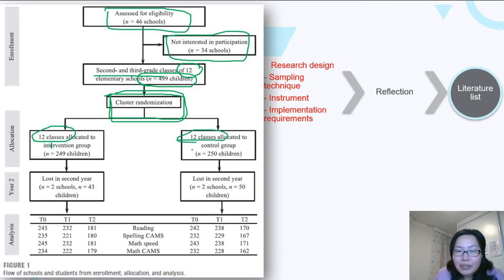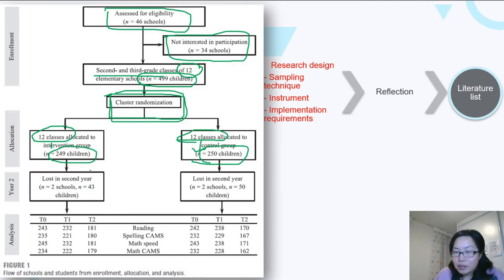12 are in the control group. So that results in 249 children in the experimental group, that's the intervention group, and 250 children in the traditional control group. And because this is a long-term project, in the second period of the experiment, unfortunately, for both intervention and control groups, 2 schools drop out.